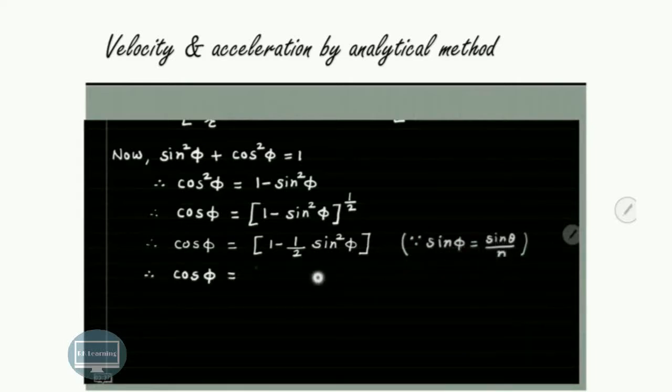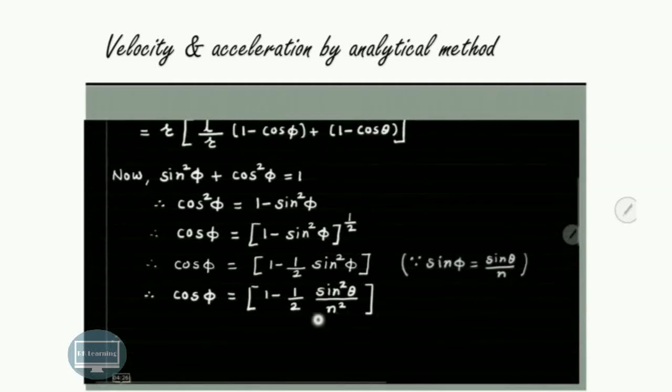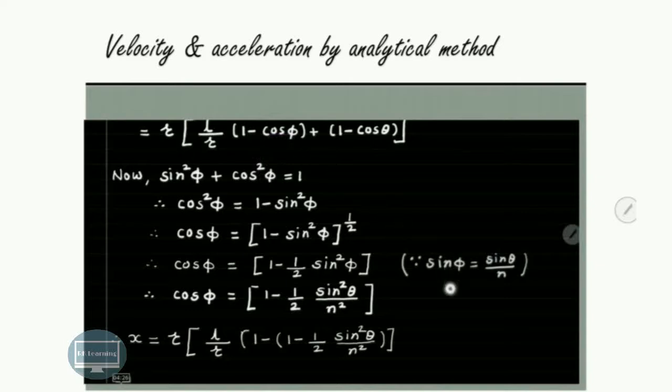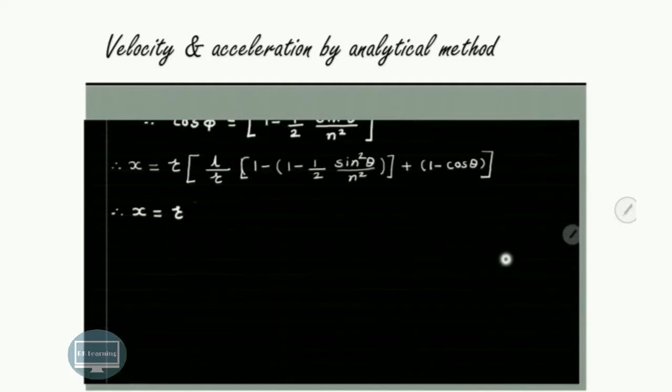Now we know that sin phi is sin theta upon n. So let us modify this equation further, and then we'll substitute that value. So it is 1 upon 2 sin square phi, which we can write as sin square theta divided by n square, by substituting sin phi as sin theta upon n. Now we can substitute this value of cos phi, this entire value, over here. So you can see that in place of cos phi, it is 1 minus 1 by 2 sin square theta upon n square, and the other part, 1 minus cos theta, remains as it is.